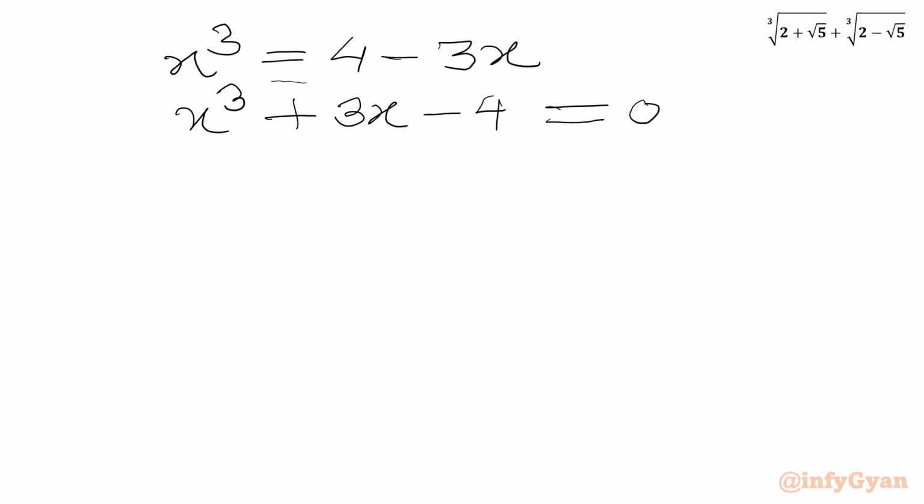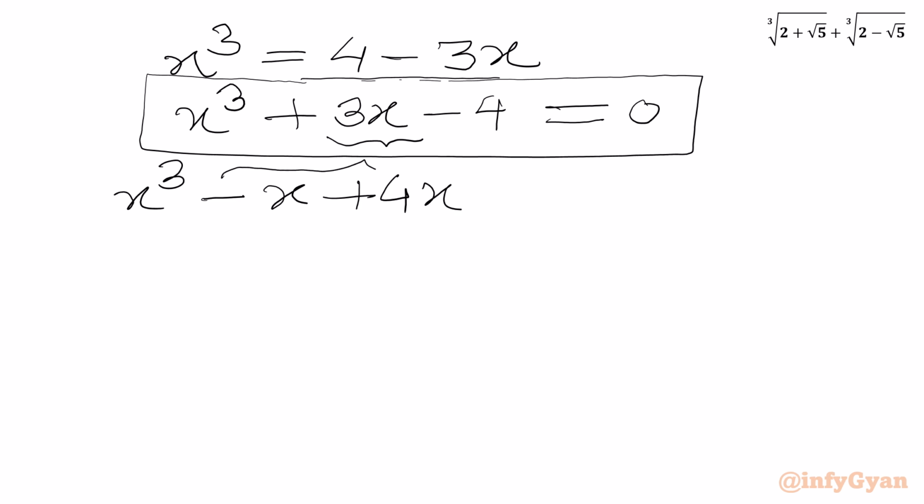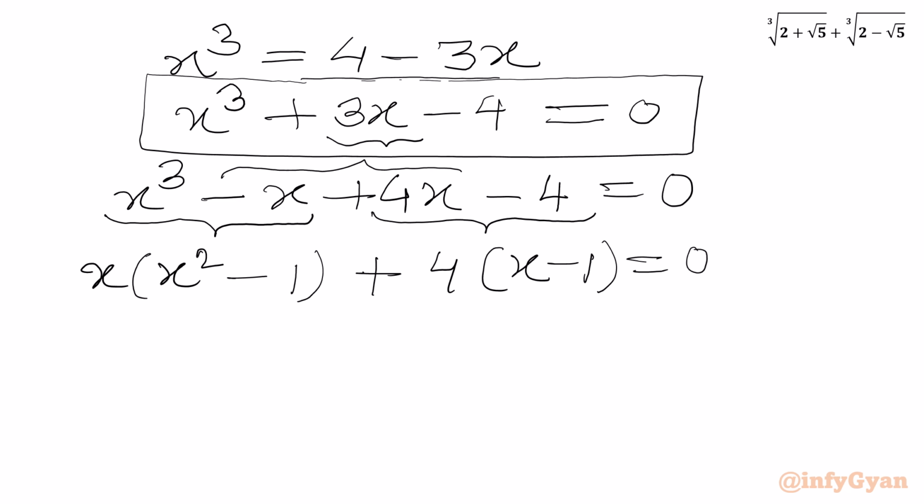Now we have to solve this cubic equation. I will use method of factorization. So I can consider splitting of 3x. So I will write x cube plus 3x, I will write minus x plus 4x. So this will give us plus 3x. Then we have minus 4 equal to 0. Now from these two terms, I can take x common. From these two, I will take 4 common. So x times x square minus 1 plus 4 times x minus 1 equal to 0.